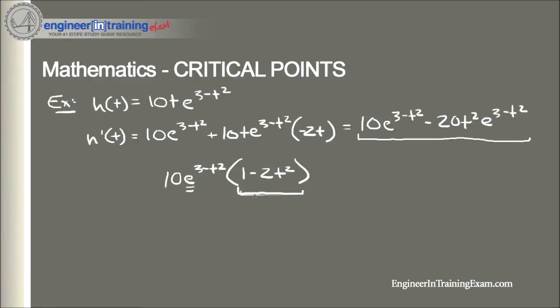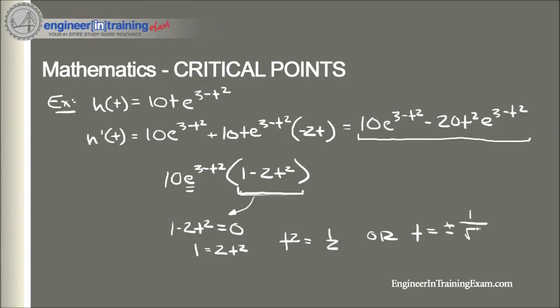So pulling that out, we want to determine when 1 minus 2t squared is equal to 0. So we get 1 is equal to 2t squared, which means that t squared is equal to 1/2, or t is equal to plus or minus 1 over the square root of 2. So our two critical points now are plus 1 divided by the square root of 2 and minus 1 divided by the square root of 2. Those are our critical points for this given function.